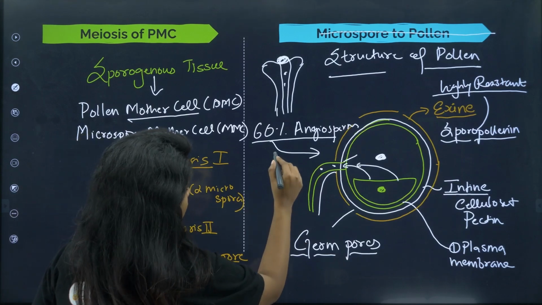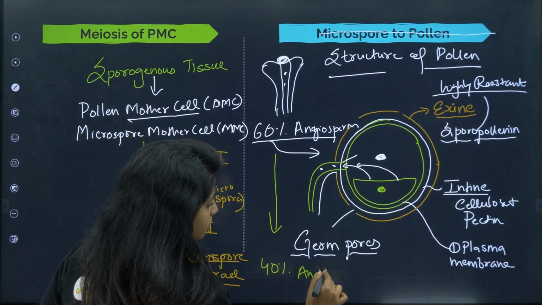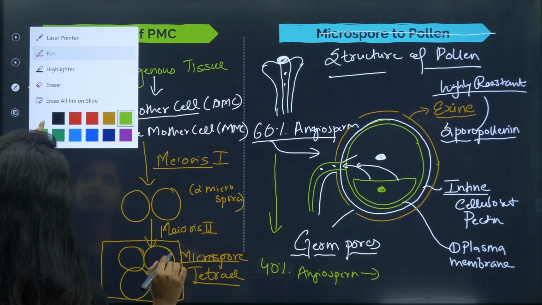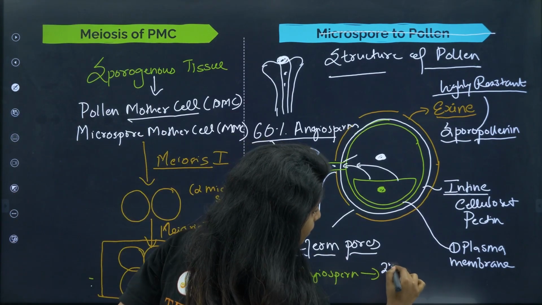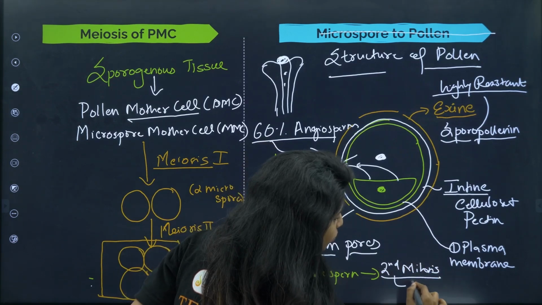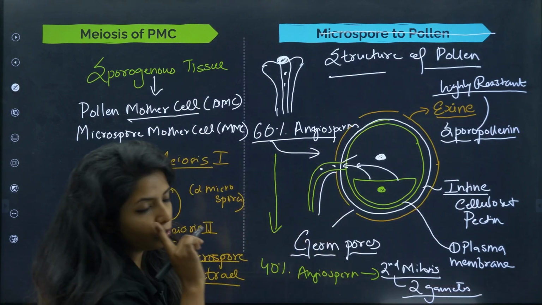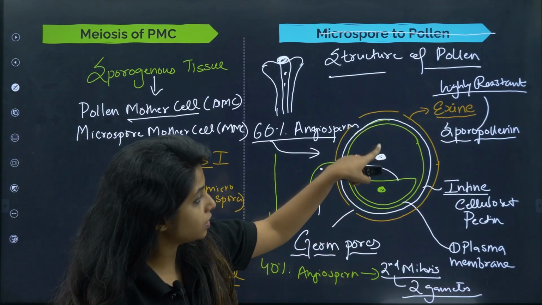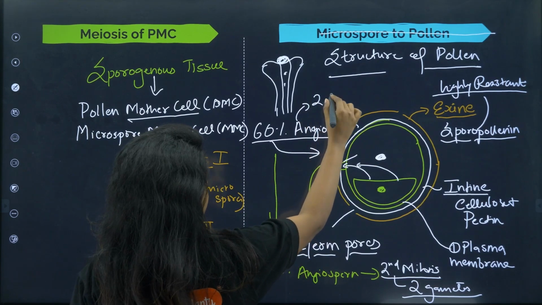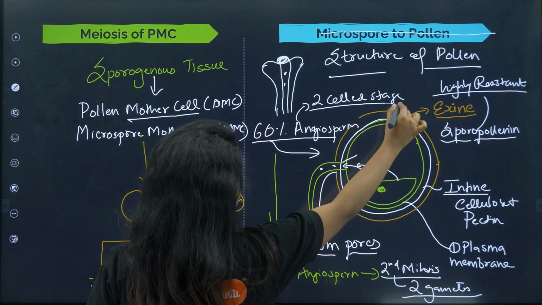Now, in the rest 40% of the angiosperms, the division already took place. The second mitosis already took place and you will be having two gametes. So if this is the case, then what is the earlier stage? The two-celled stage. There is only one generative cell and one vegetative cell.